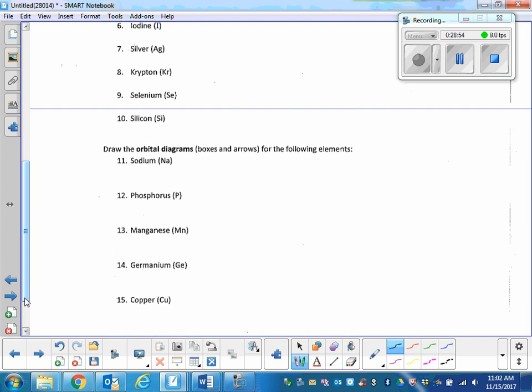Let's come to what an orbital diagram means. As it says, it's boxes and arrows. So somebody help me write the electron configuration of sodium. What is the electron configuration of sodium? 1s2, 2s2, 2p6, 3s1. Now, you have to know to draw boxes and arrows.